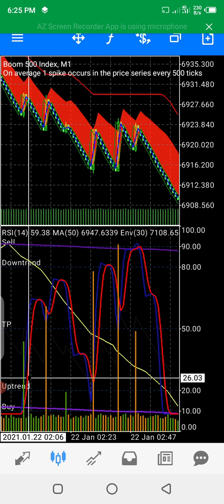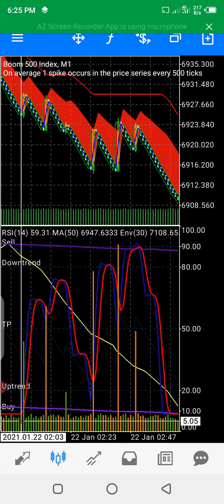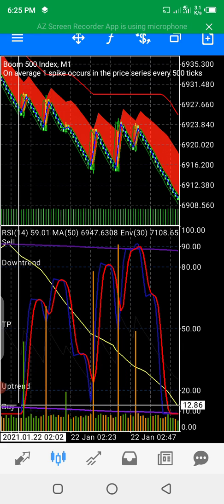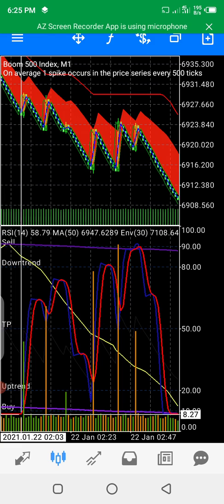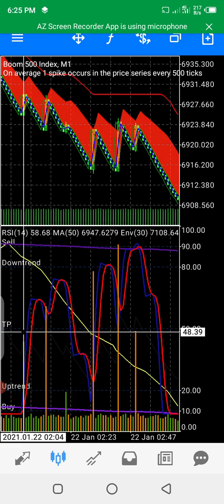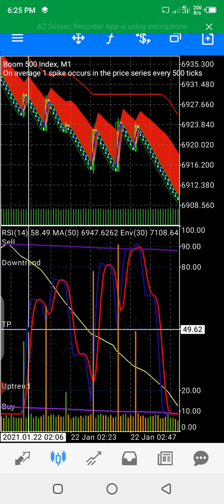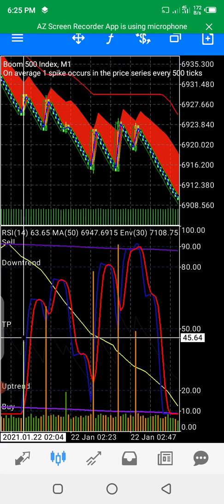How this one works, they shouldn't intersect. In other words, they shouldn't meet. Once they meet, there's a spike. Look down here. The blue and the red, they met here. The moment they met, it spiked.